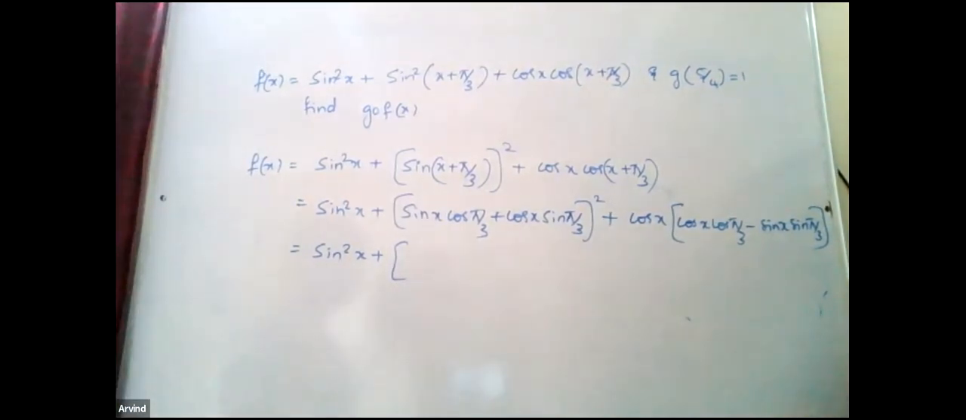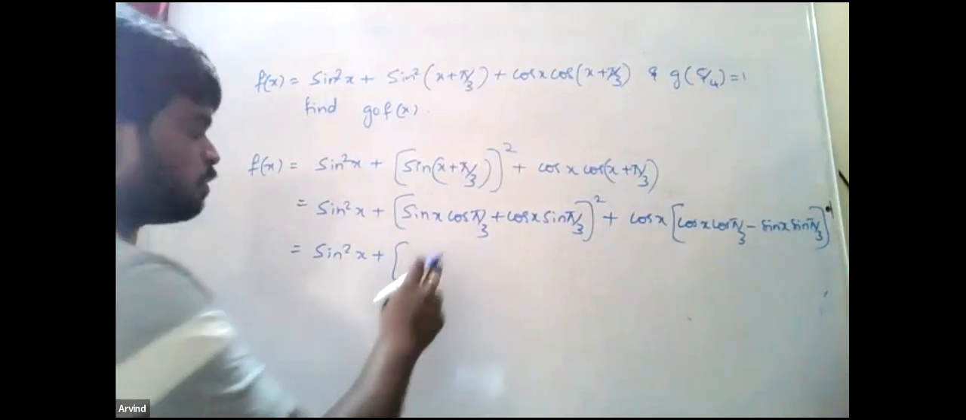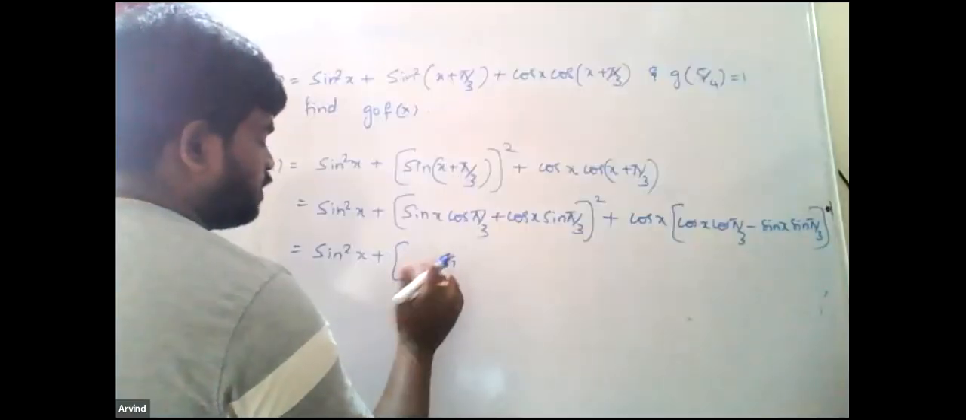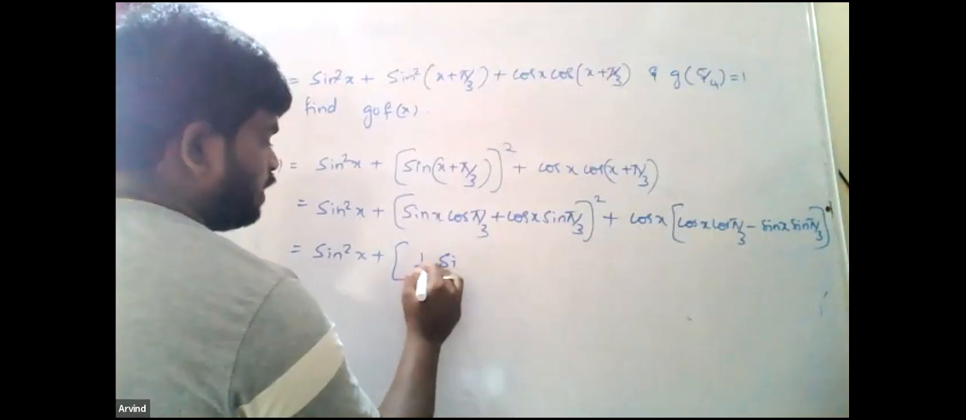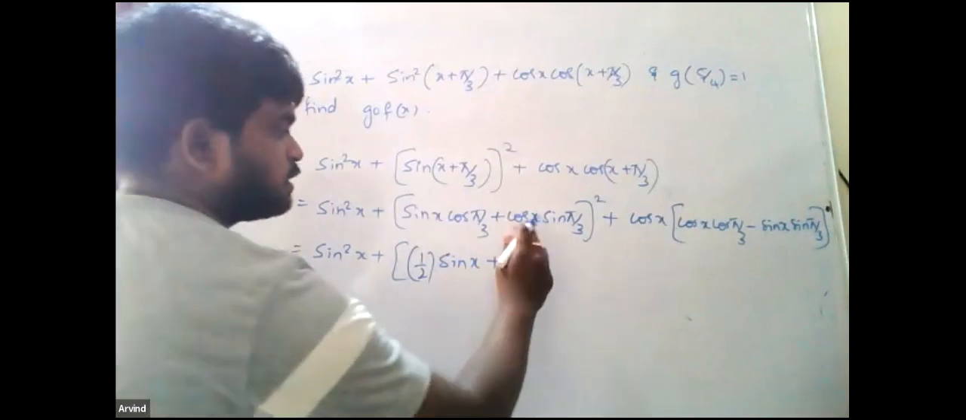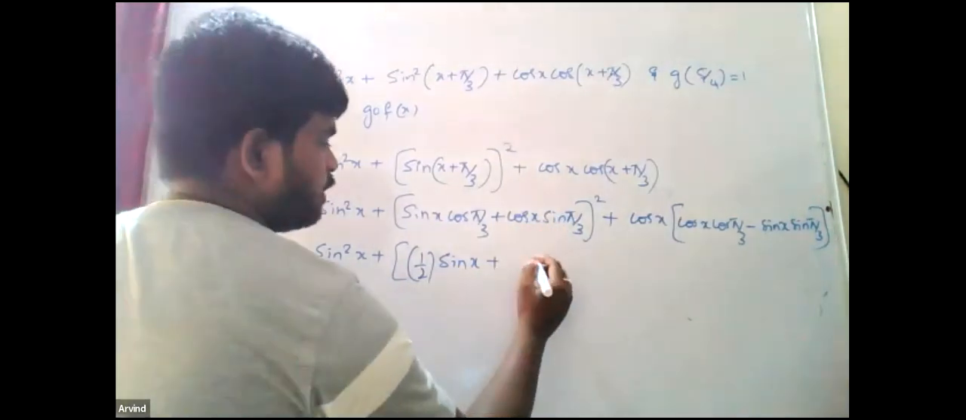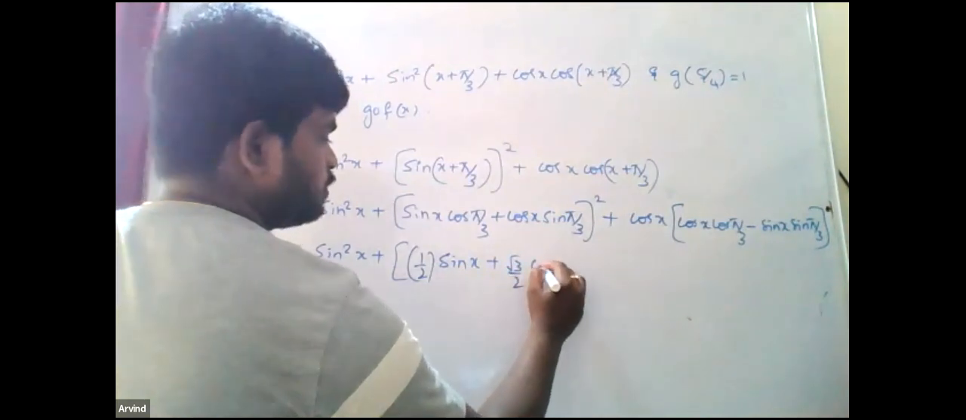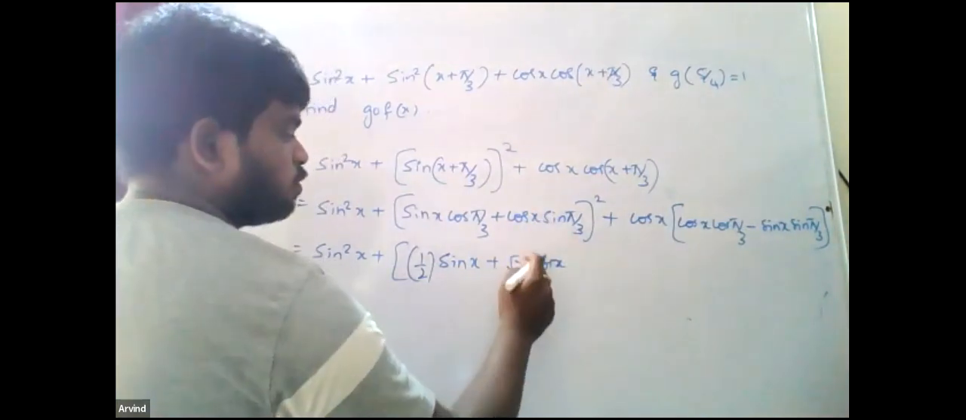180 by 3. 60 is cos 60. Cos 60 is 1 by 2, so 1 by 2 into sin x. Cos x into sin pi by 3 is root 3 by 2, so root 3 by 2 into cos x is root 3 by 2 cos x.